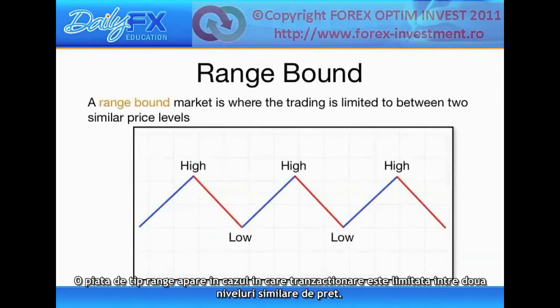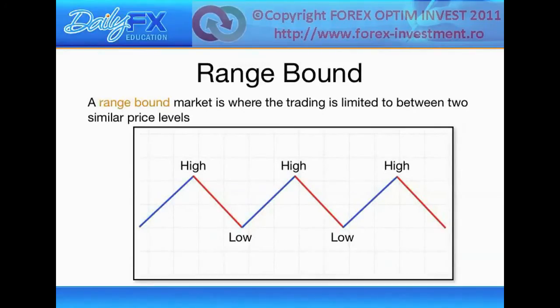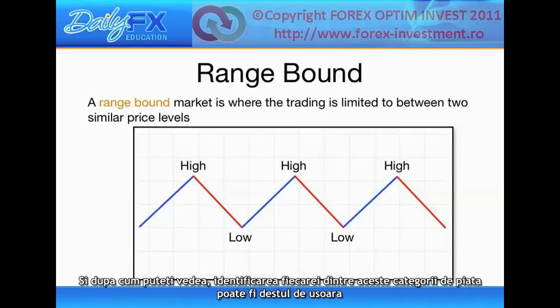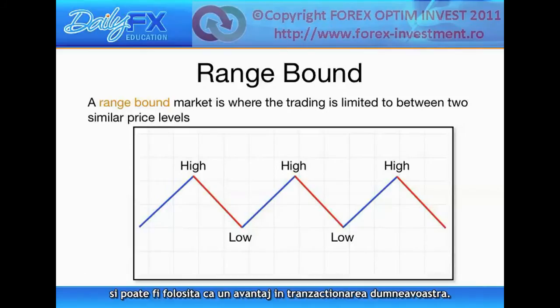A range-bound market is where trading is limited to between 2 similar price levels. These are our 3 major market conditions: an uptrend, a downtrend, and a range-bound market. And as you can see, recognizing each of these market conditions can be fairly easy, and you can use that to your advantage in your trading.